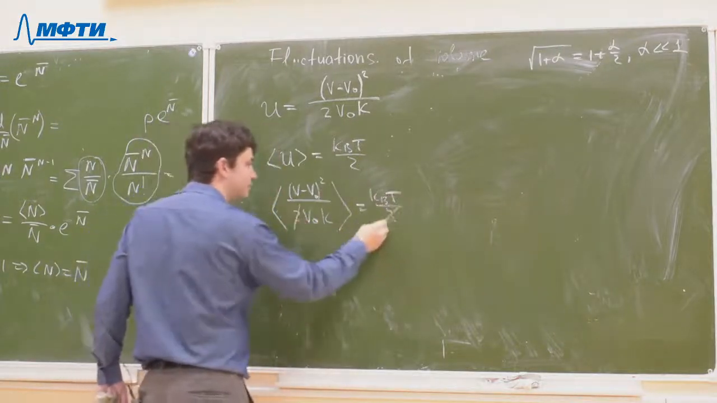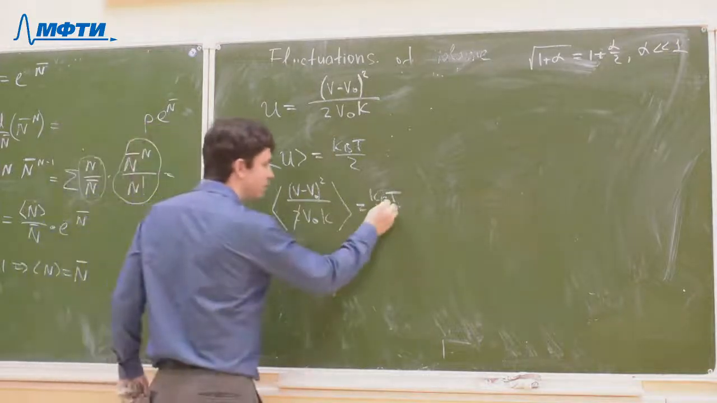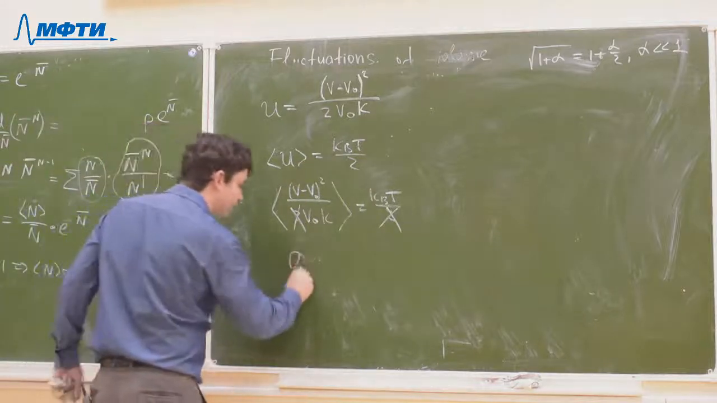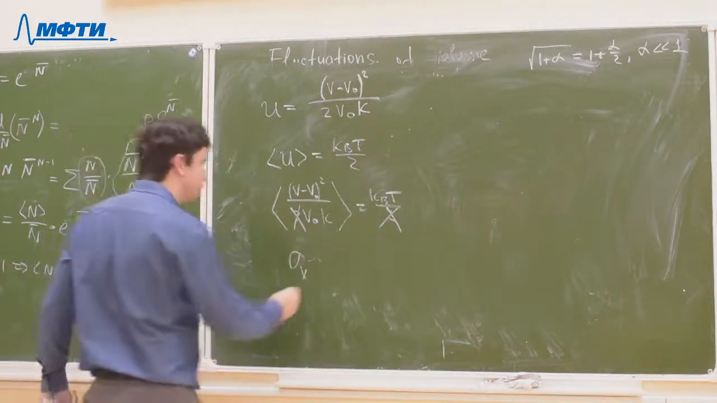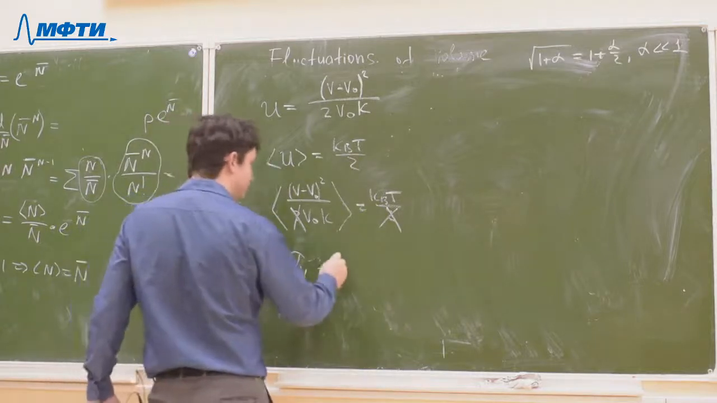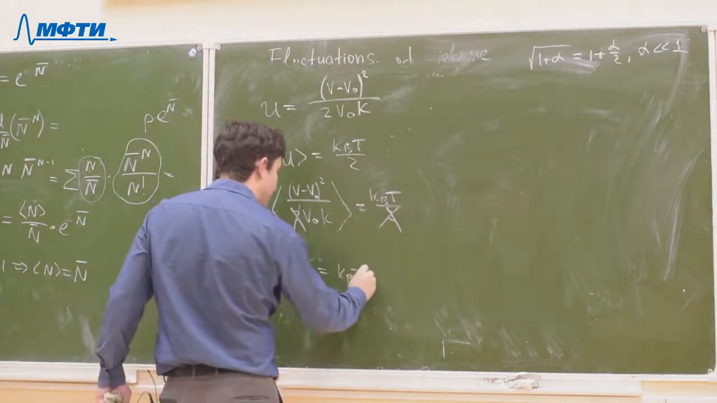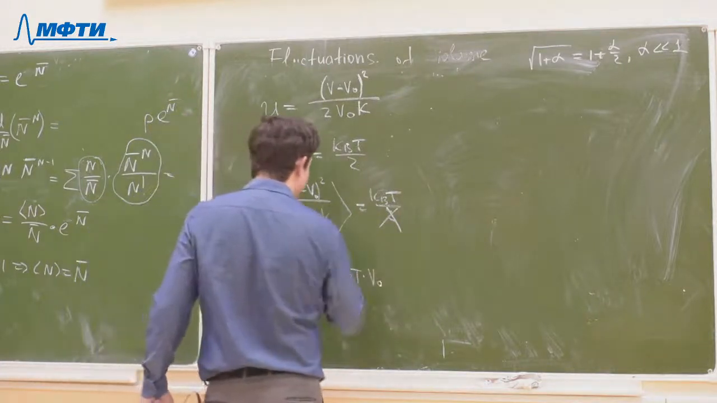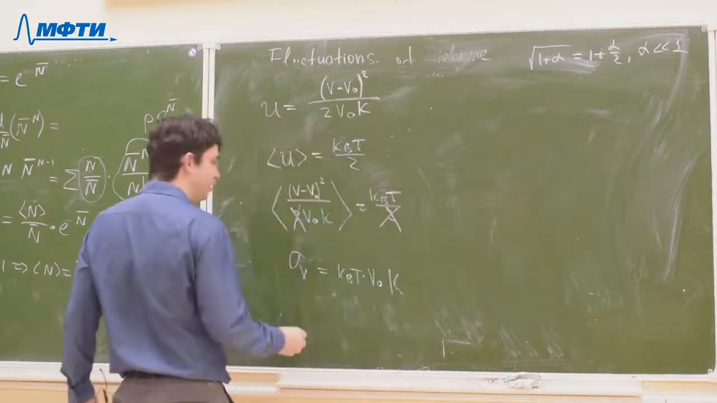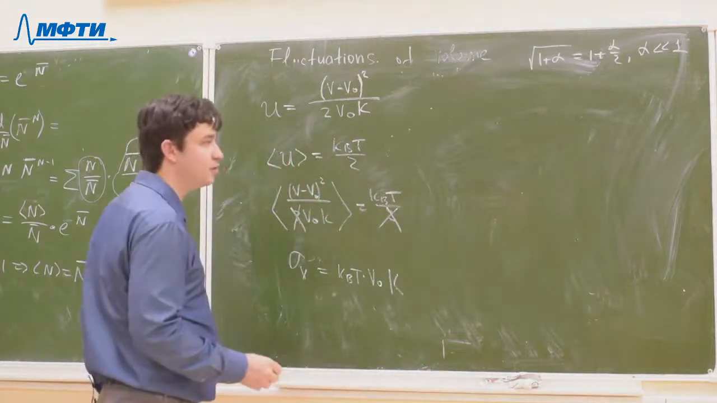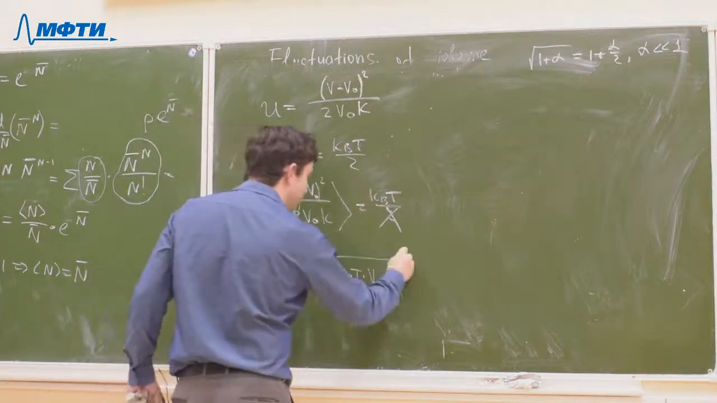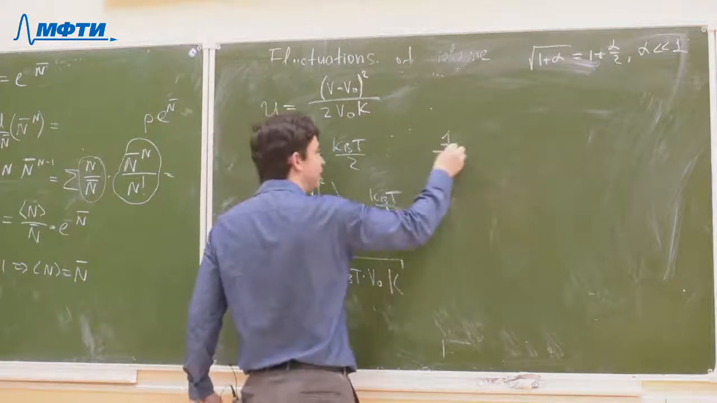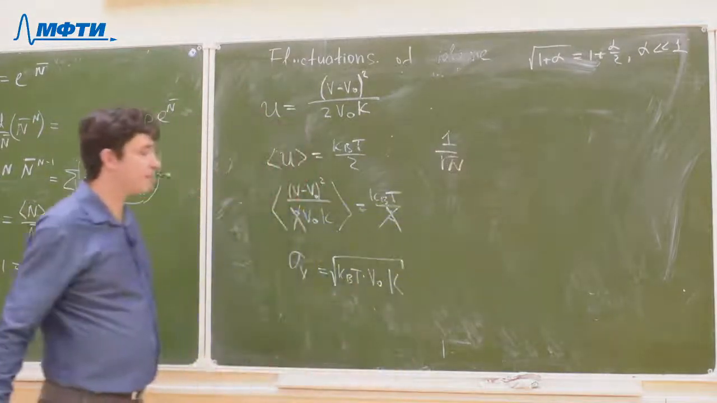Okay, we cancel out these numbers here, and then we find the standard deviation for the volume as follows. This is kBT multiplied by V0, the average volume, and multiplied by K, where K is the isothermal compressibility. And now we also take a square root. And please note that the 1 over square root of N law is already present here.